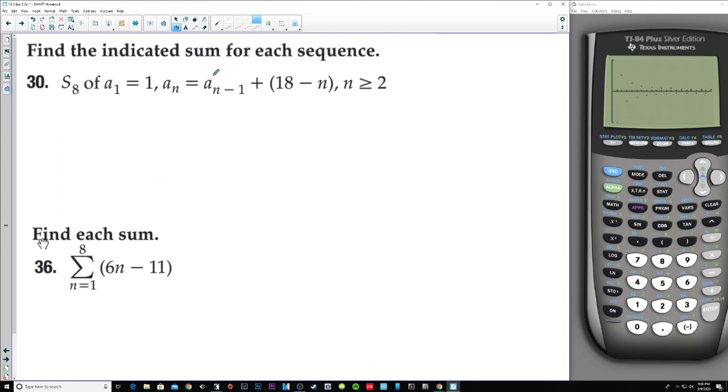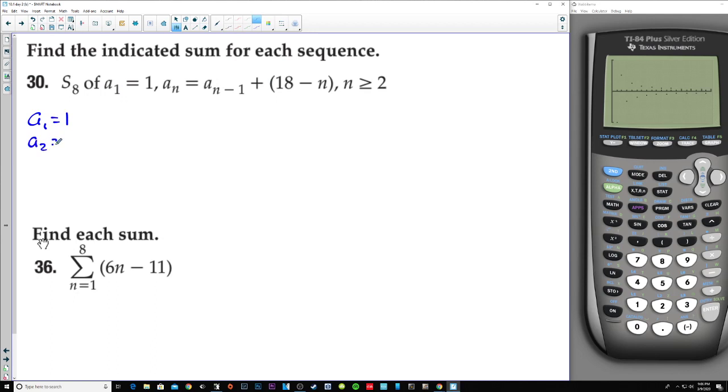Find the indicated sum for each sequence. And we have S sub 8, so we have the 8th partial sum. So we have a sub 1 is 1. And then a sub 2. Let me back up. I kind of messed that up. I didn't finish it out. No, I did. Actually, I'm good. A sub 1 is 1.